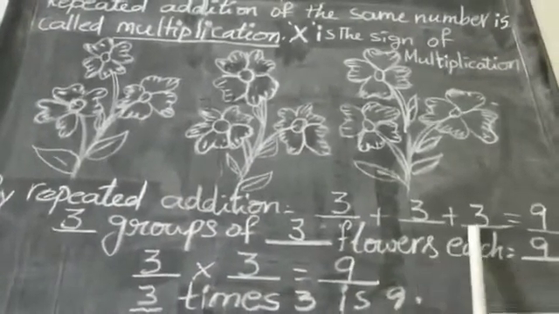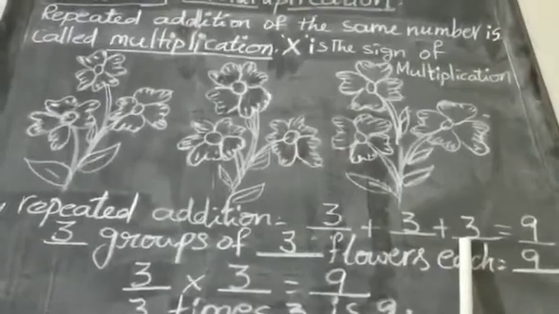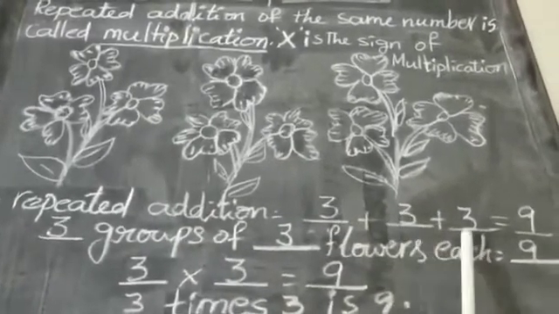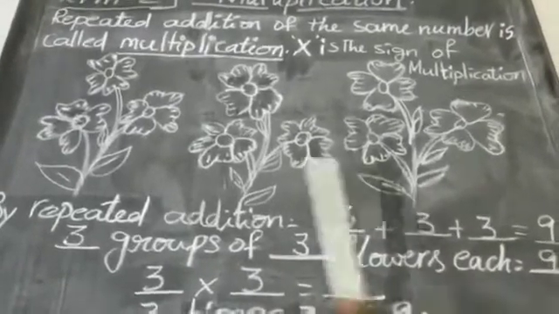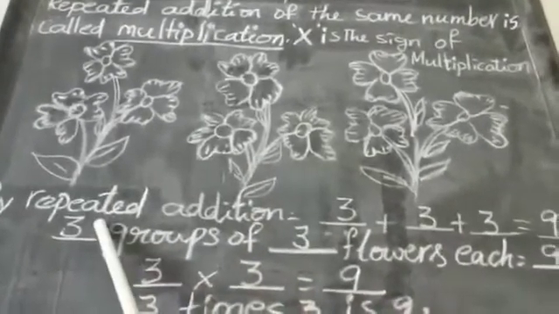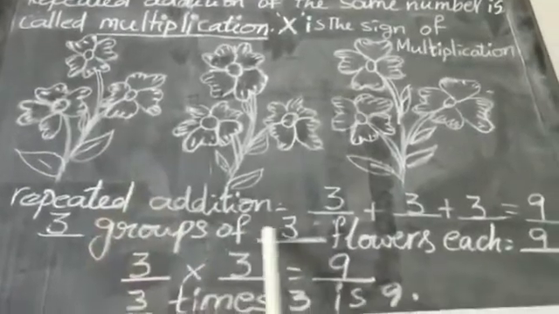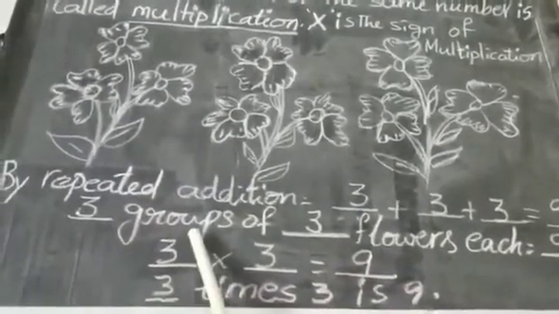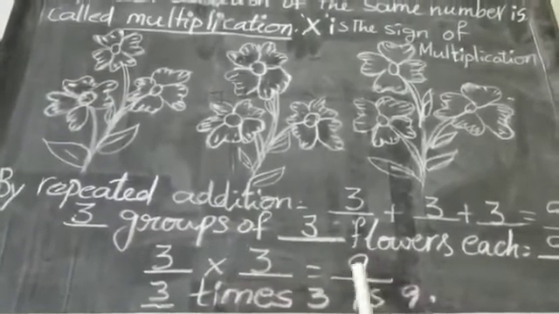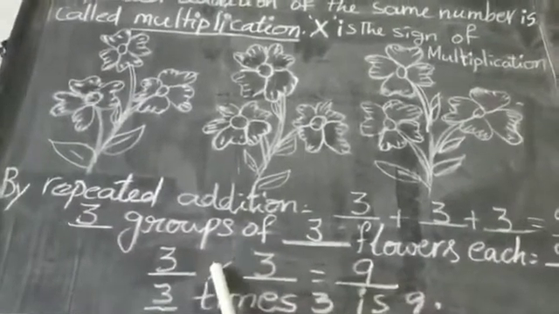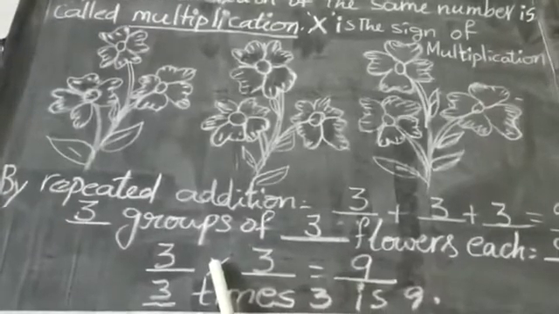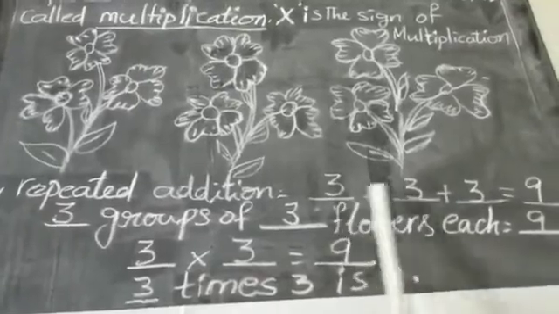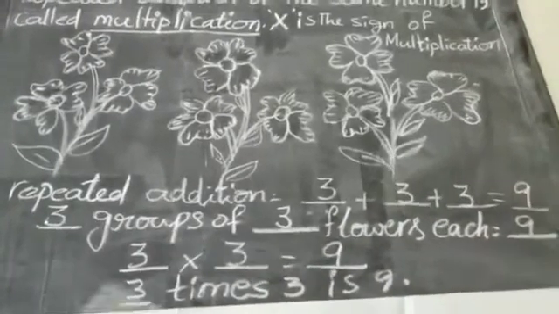Adding the same number again and again is called repeated addition. 3 plus 3 plus 3 is equal to 9. 3 groups of 3 flowers each is equal to 9 flowers. We write it as 3 into 3 is equal to 9. Into is the sign of multiplication. We say 3 times 3 is 9.